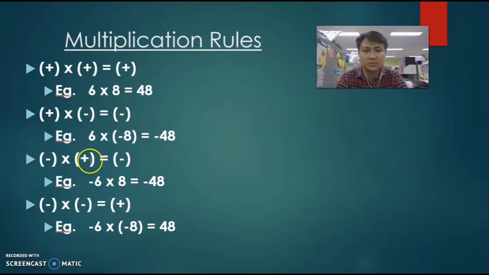Similarly, negative times positive will give us a negative value. So negative 6 times positive 8 will give us negative 48. And lastly, negative times negative will give us positive. So for example, negative 6 times negative 8 will give us positive 48. Now these multiplication rules, even though they apply for numbers in general, they also apply to algebra. That is why we need multiplication rules in order for us to simplify our expansions.